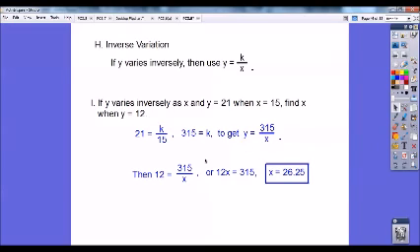And then it says find x when y is 12. So that means 12 equals 315 over x. Multiply both sides by x, I get 12x equals 315. So we get 26.25. Okay? So inverse is y equals k over x. Direct is y equals kx.